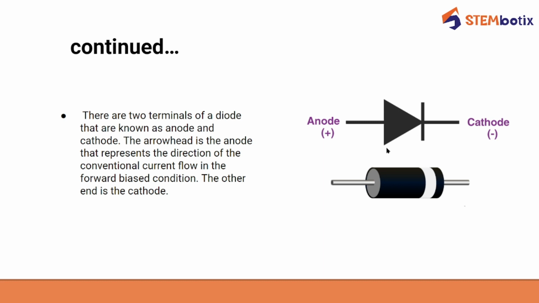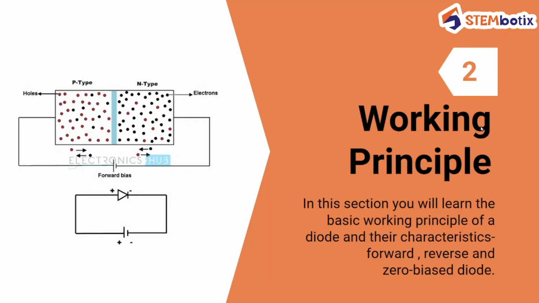There are two terminals of a diode, known as the anode and the cathode. The arrowhead is the anode, and it represents the direction of conventional current flow. Whenever the diode is in forward bias condition, the current will flow from the anode to the cathode. This is the direction of conventional current flow in forward bias condition. The other end is the cathode.